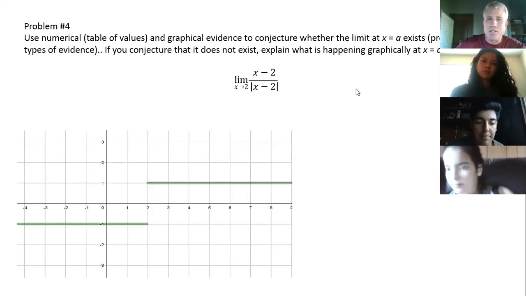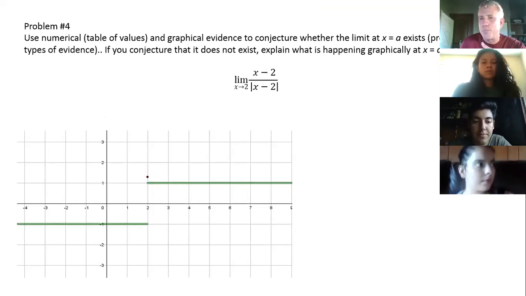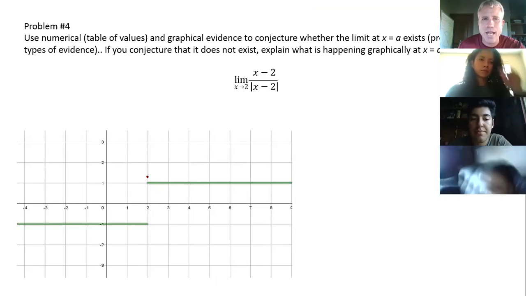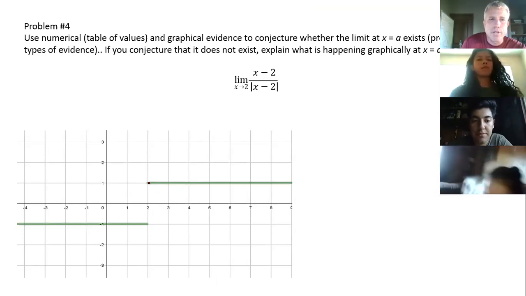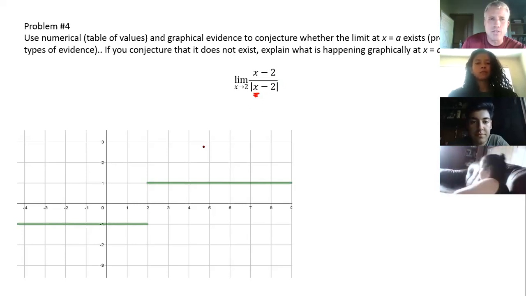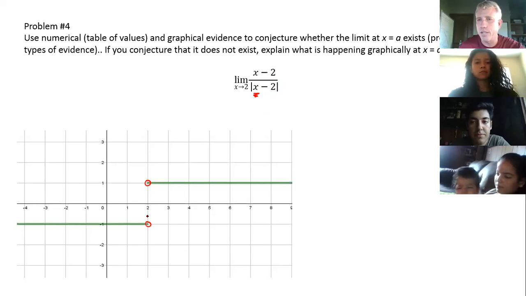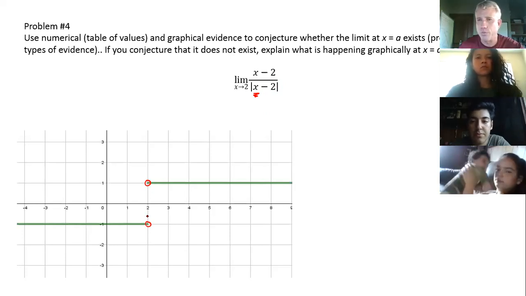Because clearly there's a discontinuity. In fact, this is the jump discontinuity that we were just looking at. And the function, GeoGebra didn't show it, but there's actually a hole because you can't plug in 2. You get division by 0. So if you were hand graphing this, you would put a hole here and a hole here because the function doesn't exist at x equal to 2.